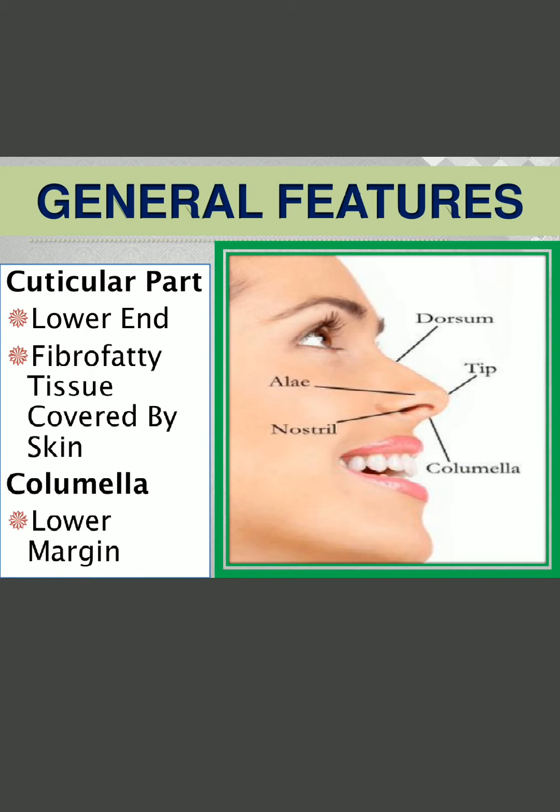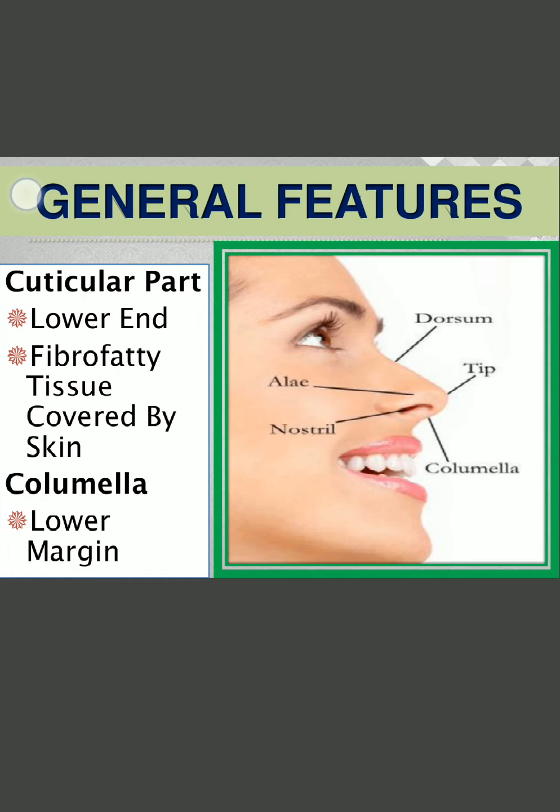The lower end of the nasal septum, this lower portion is referred to as the cuticular part because it is covered by fibrofatty tissue and skin. So the lower part is also called the cuticular part. And the lower margin of the nasal septum, this is the lower margin, is referred to as the columella. This lower part is referred to as the columella.